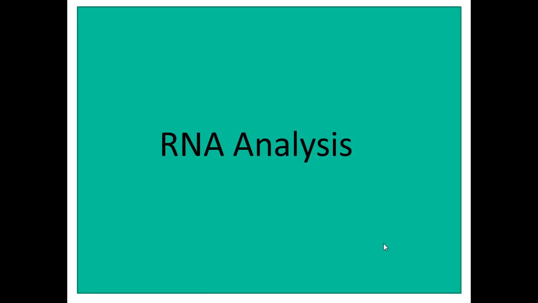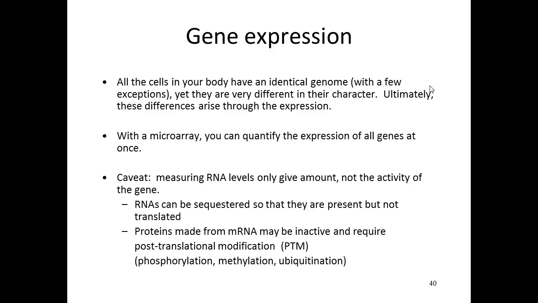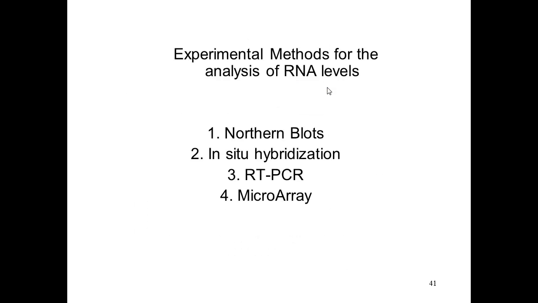The next topic we covered was RNA analysis. The main motivation for RNA analysis is to answer the fundamental question about which genes get turned on in which cells under what conditions. All cells have an essentially identical genome. They have all the same number of genes, but by turning different genes on, they can express their unique phenotype.